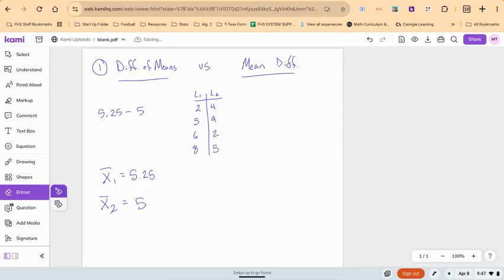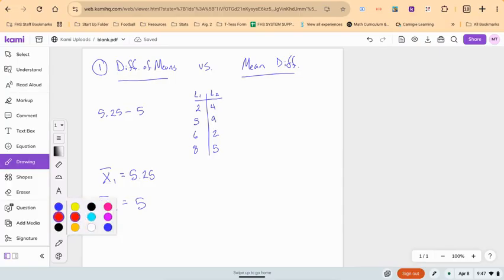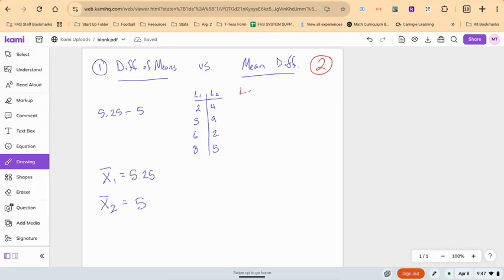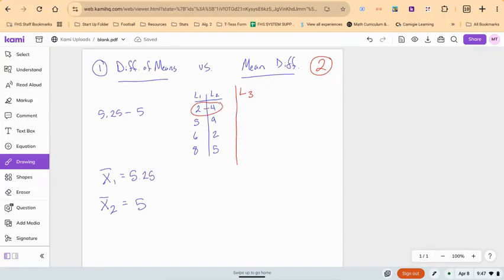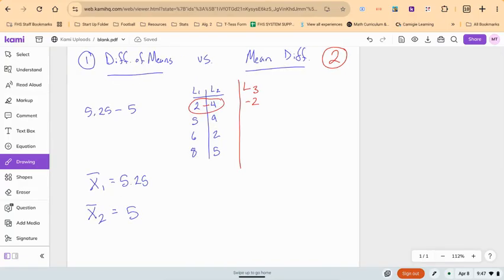With the mean difference, this is what we're going to cover today. So this is day 2. Okay, what we're going to do is create a third list where we subtract these two values here. So I say 2 minus 4, and I get -2. 5 minus 9, and that gives me -4. 6 minus 2, that gives me a +4. And 8 minus 5, which is a +3.